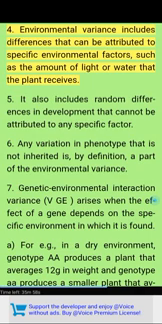4. Environmental variance includes differences that can be attributed to specific environmental factors, such as the amount of light or water that the plant receives. 5. It also includes random differences in development that cannot be attributed to any specific factor. 6. Any variation in phenotype that is not inherited is, by definition, a part of the environmental variance. 7. Genetic-environmental interaction variance, VGE, arises when the effect of a gene depends on the specific environment in which it is found.